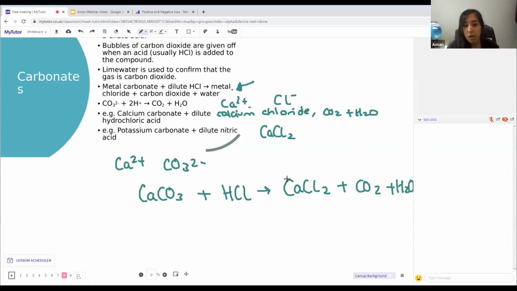So we've got 1 calcium, 1 calcium, 1 carbon, 1 carbon, 3 oxygens, 2 + 1 is 3, 1 hydrogen, but there's 2 hydrogens, and 1 chlorine, but there's 2 chlorines. So all we need to do is make the HCl 2, and then that will make the chlorines 2 and the hydrogens 2, and then everything else is balanced. So that's the balanced equation for calcium carbonate with dilute hydrochloric acid.